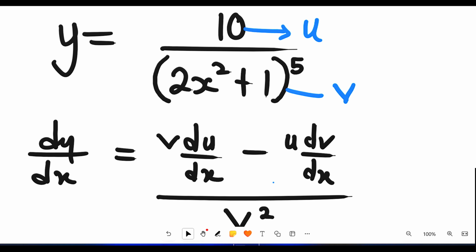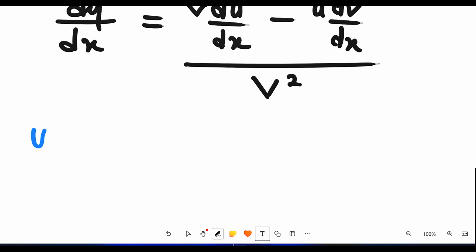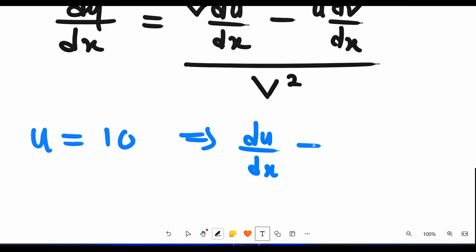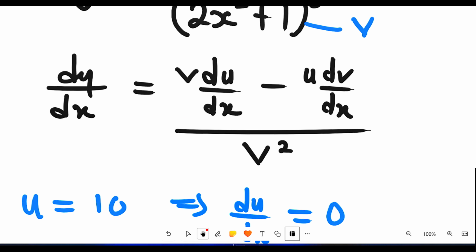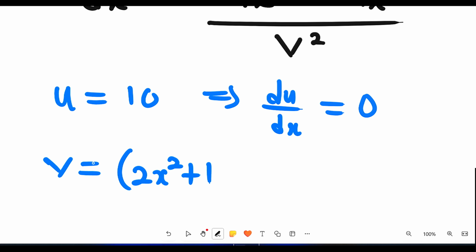All right. So let us write down the various components. We have our u equal to 10. This implies that our du/dx will be equal to 0, since 10 is a constant. The derivative of any constant is equal to 0. Right, so let us take our v and also find its derivative. Our v is equal to (2x squared plus 1) in brackets raised to the power 5.